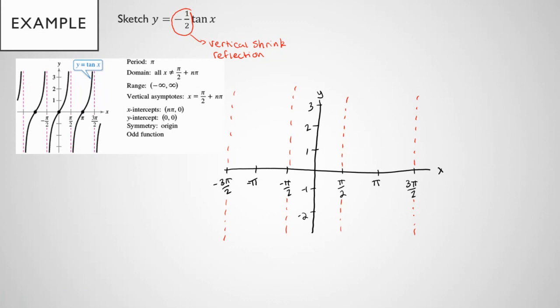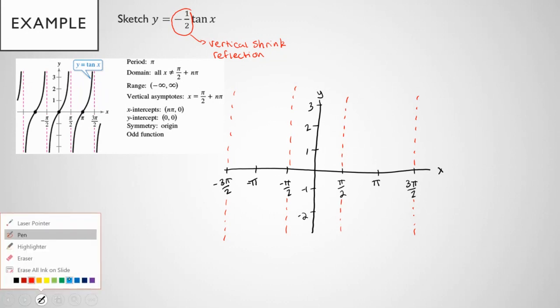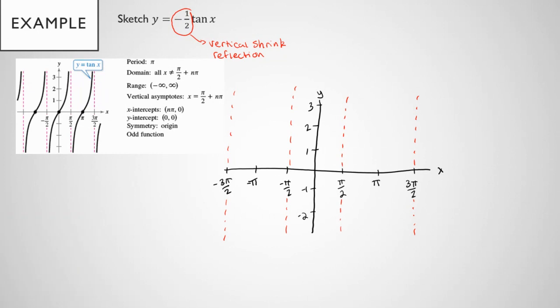Okay, so I've got all those graphed, and now I'm going to put in our x-intercepts. Those are not changed because we didn't shift left or right. We didn't shift up or down. So our x-intercepts are going to stay the same, so my center points are going to be the same. And now I'm going to just kind of eyeball things.